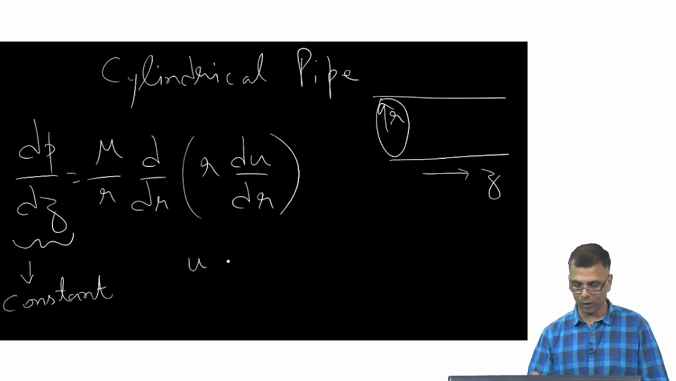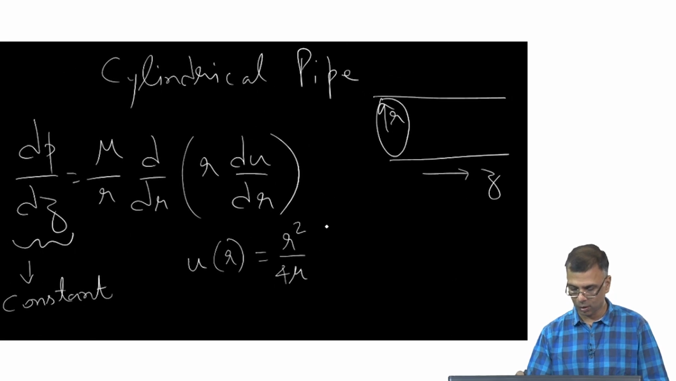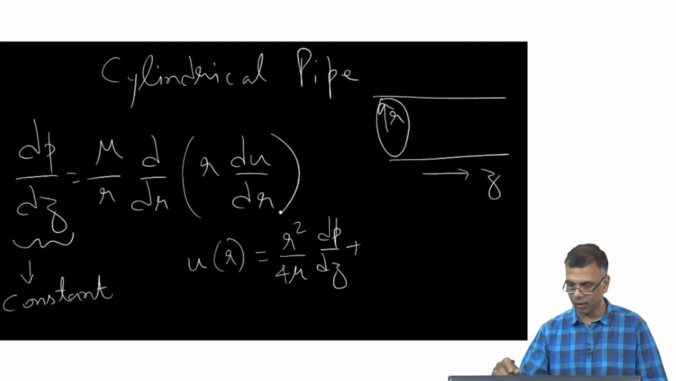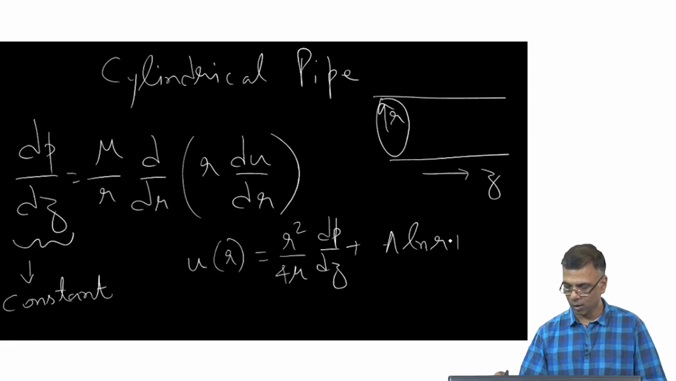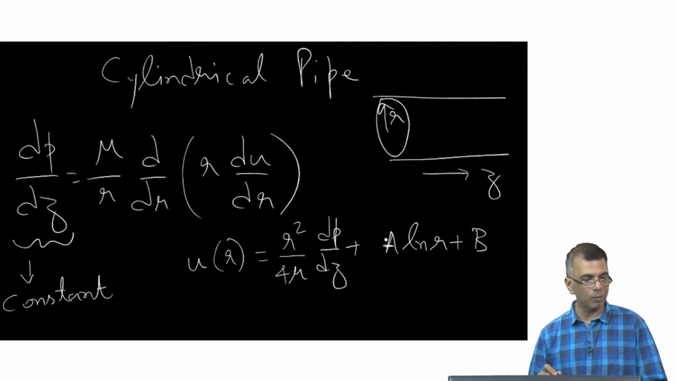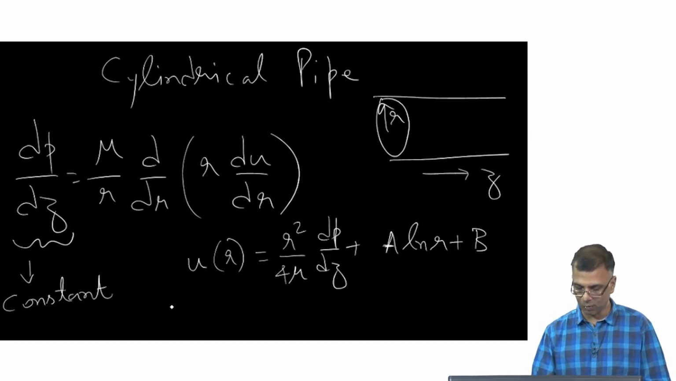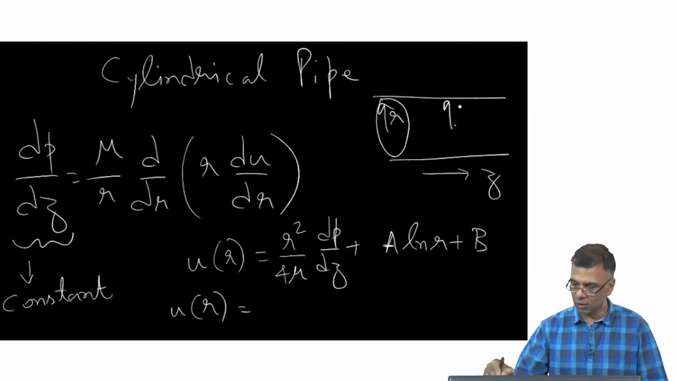The full solution actually will be something like this, so this would be a parabolic kind of thing in r. As such, you would have a logarithmic term, but if you apply the boundary conditions correctly, you'll find that a has to become 0, and the particular solution becomes this. The radius of the pipe is a.